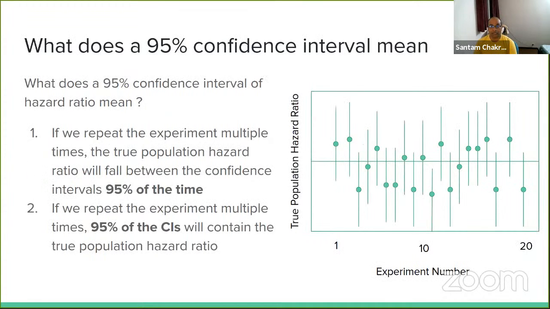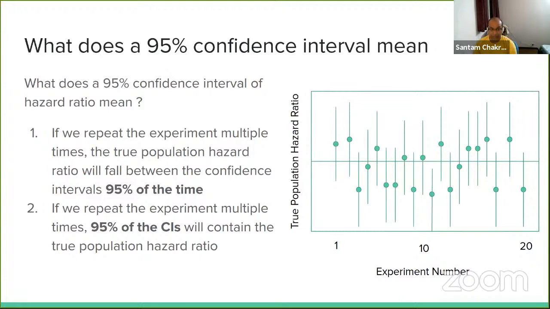Now, before we go to this, let us recapitulate a very important term, 95% confidence interval. Here I have presented two interpretations of 95% confidence interval. One, if we repeat the experiment multiple times, the true population hazard ratio will fall between the confidence intervals 95% of the time. And number two, if we repeat the experiment multiple times, 95% of the confidence intervals will contain the true population hazard ratio. On the face of it, it sounds as if these two interpretations are the same, but they are not actually the same. So I would like you to take a while to think about this.